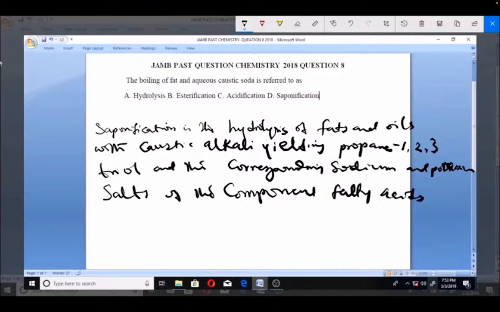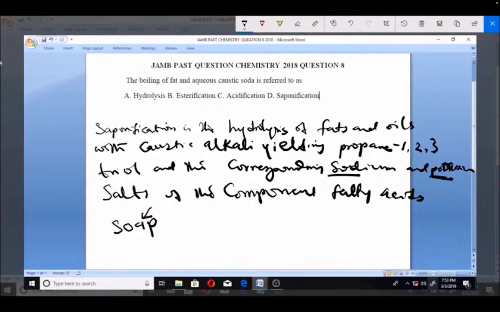So saponification is actually used in soap production. The salts of these sodium and potassium are actually the major components of the soap. So we use saponification for soap production.